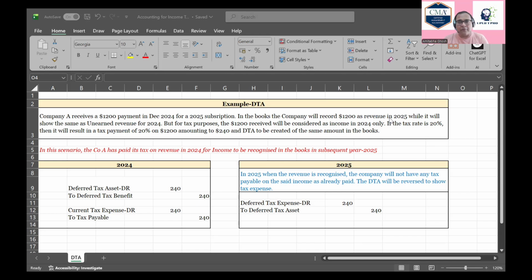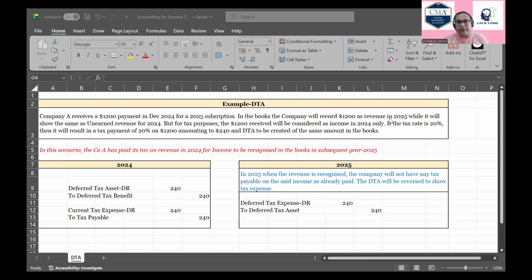Now, if you see the red font highlighted, this is for your help. In this scenario, what is happening? The company has paid its tax on revenue in 24 for income to be recognized in the books in the subsequent year, 25. So what are the journal entries that are going to happen in 24? We are recording a deferred tax asset, DTA, debit to deferred tax benefit of 240. And then in the next entry, it's the current tax expense debit to tax payable for the 240 amount.